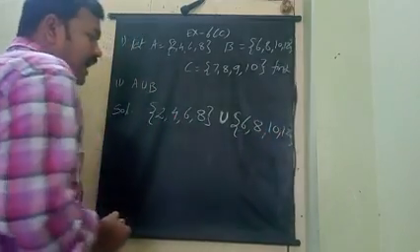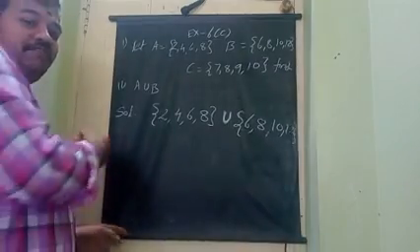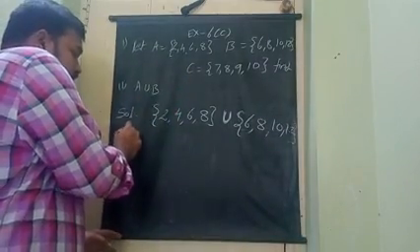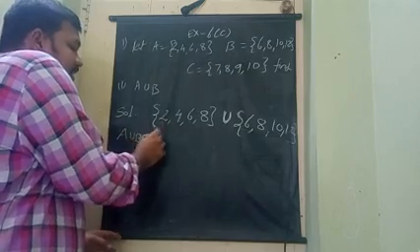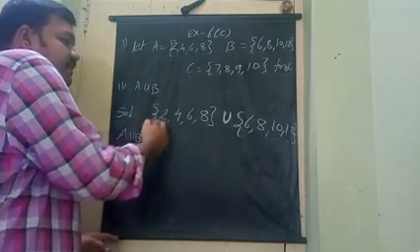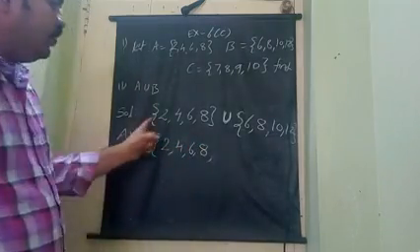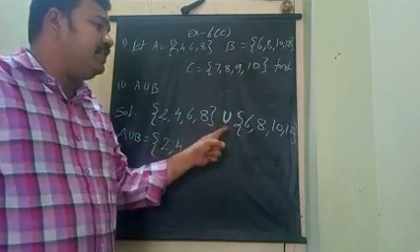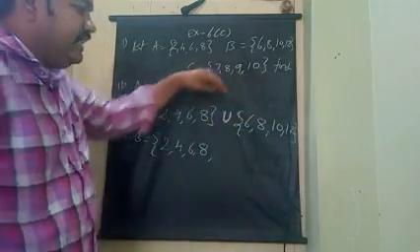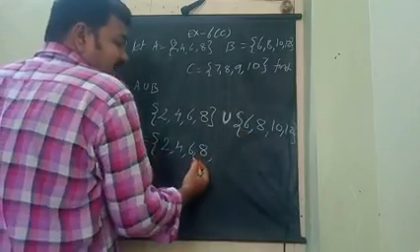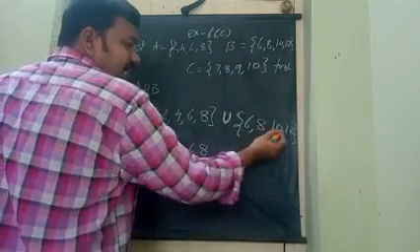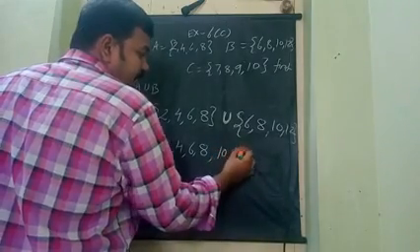Now, union means writing of all. A union B means writing of all. First write the elements of the first set: 2, 4, 6, 8. First one is completed. U means all, so we are writing all. In B, 6 is already there, 8 is there. The next number is 10, and the next number is 12.